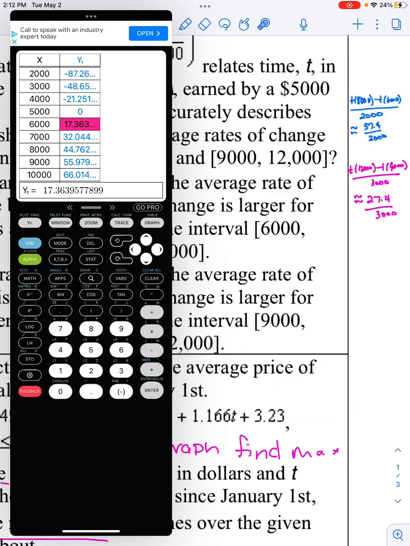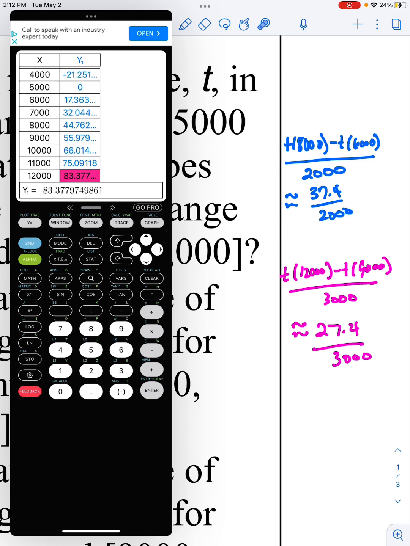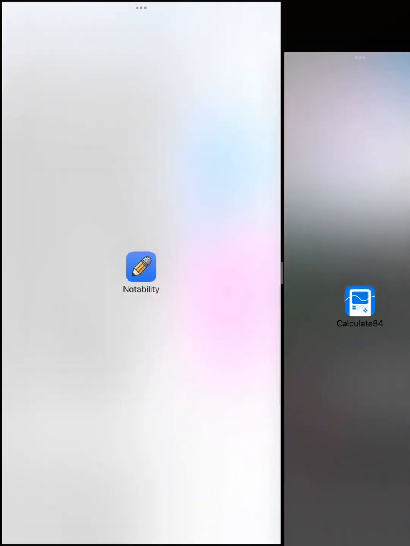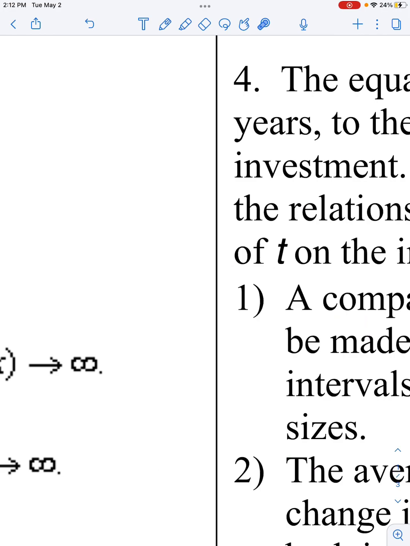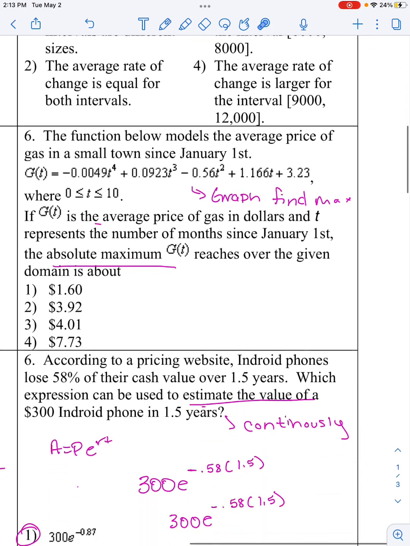Okay, so that is 37.4 over 2,000. If we do 12,000, 83.3. And then if we get 9,000, 55.9. So that's 27.4 over 3,000. Okay, so therefore, if we're looking at our answer choices, the average rate of change is larger for 6,000. All right, next.